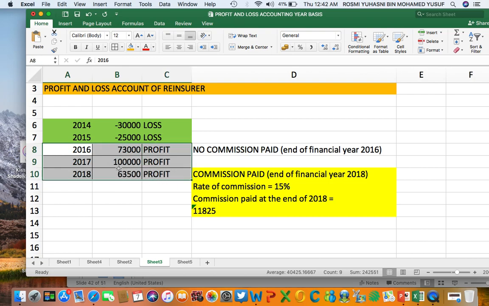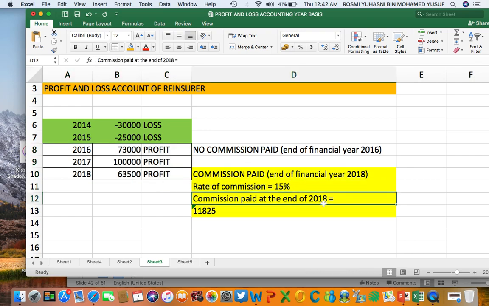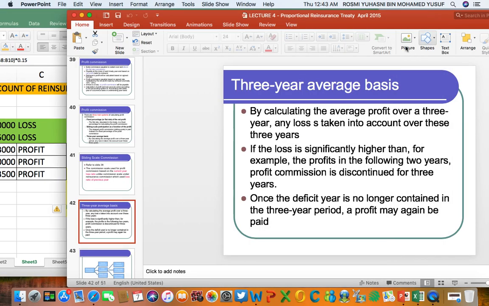So I have an example here. For 2016, there is profit. 2017, there is again a profit. And 2018, there is again a profit. So there is no deficit within these 3 years. So at the end of 2018, commission is paid to the insurer. Let's say the rate is 15%. Commission paid at the end of 2018 will be the average of these 3 years times the rate of 15%. So commission paid to the insurer is going to be 11,825. Okay, so we move back to our PowerPoint.